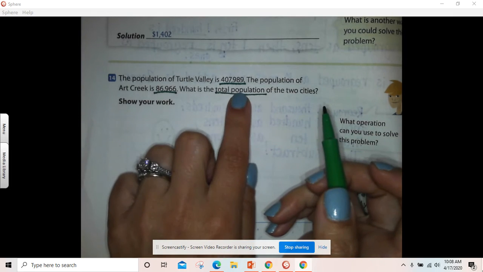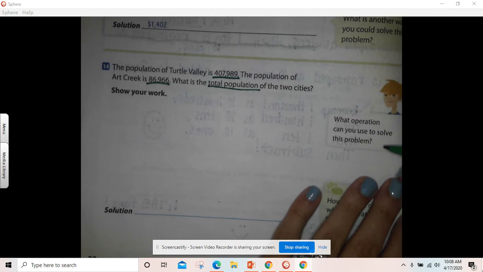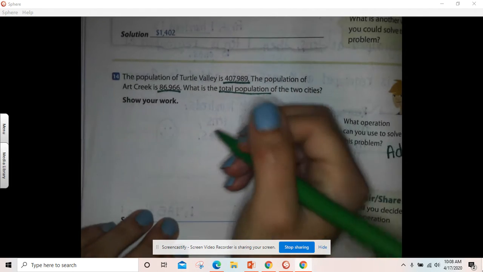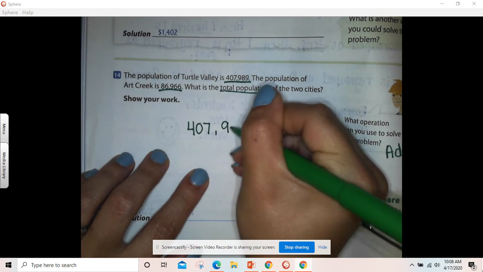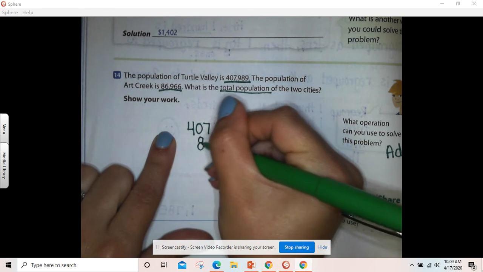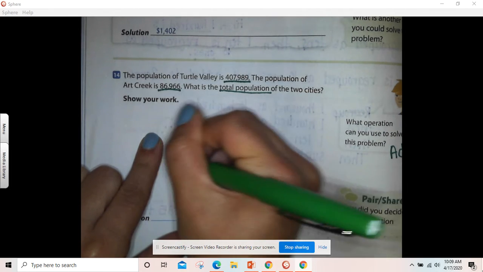Now, when I see that word total, I'm asked, what operation can I use to solve this problem? I think I need to add. Okay, so let's set this up. I'm going to have my larger number on top. I'm going to be very careful. I'm going to line my place values up. And I am going to add.